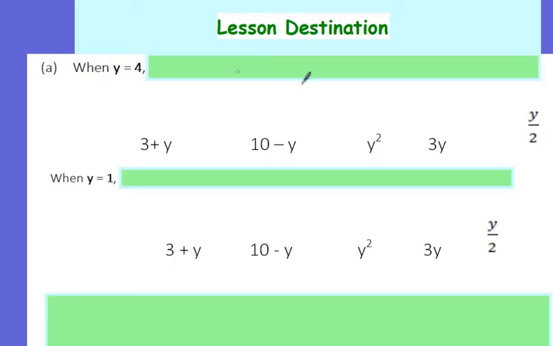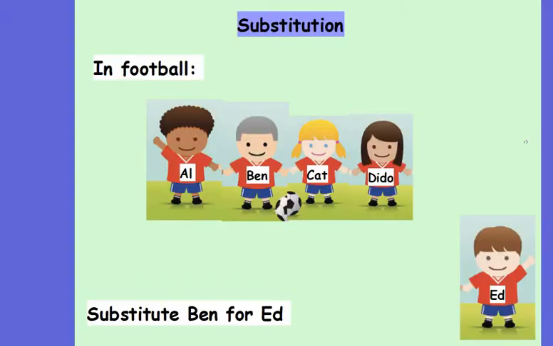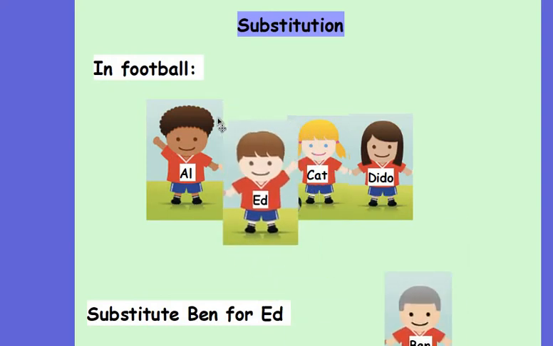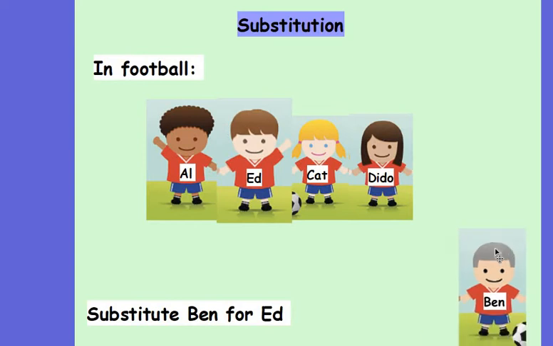Okay, Year 9, here's today's lesson destination. We're going to be looking at substituting into expressions. First of all, what does substitution mean? Well, in football, it just means swapping a player for another player. So here's my football team. I've got Al, Ben, Kat and Dido. I want to substitute Ben for Ed. So I'm going to take Ben out and put Ed in there instead.